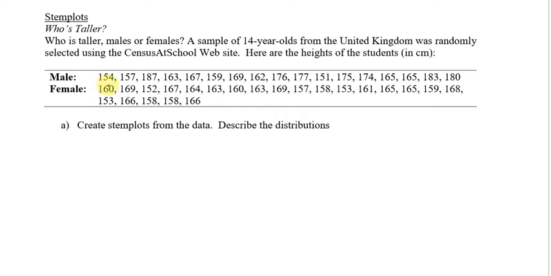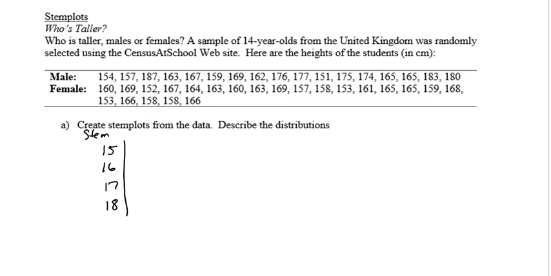So we're going to have this. We'll draw a line, and our stems go on this side, and so we have 15, and then 16, those represent the 160s, 17 for the 170s, and 18 for the 180s. And then we go in order from smallest to biggest. So we look at the males, and their smallest is 151. Okay. And then we have 154, 157, and 159. Those are the 150s.